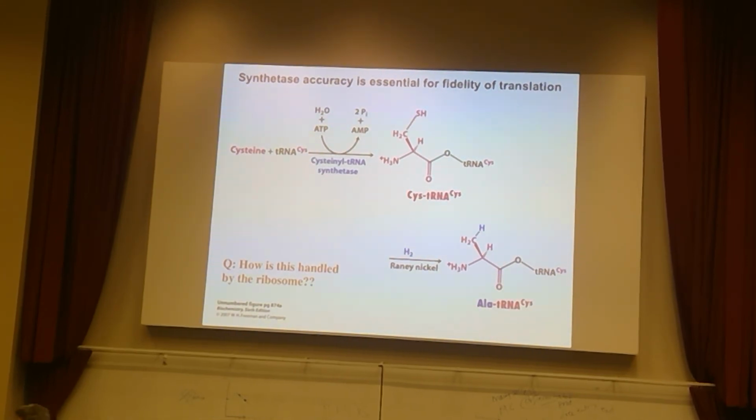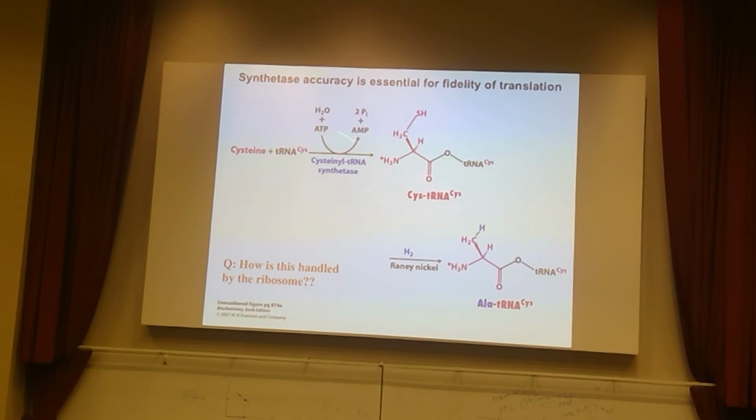Now, is this the only way that the cell makes sure it's correct? So what would happen if we took the wrong amino acid, put it on a tRNA, and sent it over to the ribosome? Is there an editing capability on the ribosome? We can do that experiment.